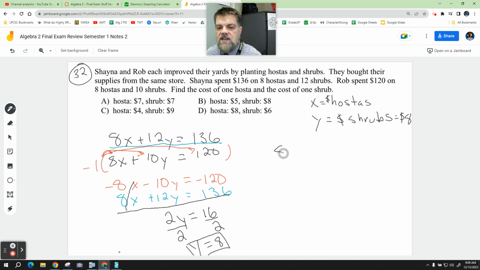Now to find x, I can take either one of these equations. I'm going to take the first one, 8x plus 12 times y, but instead of y, I'm going to plug in 8, equals 136. 8x plus 12 times 8. What's 12 times 8? 96 equals 136. So then I'm going to subtract 96 from both sides.